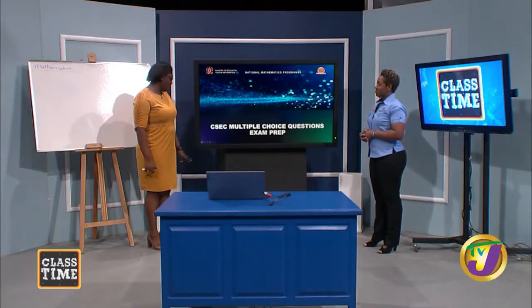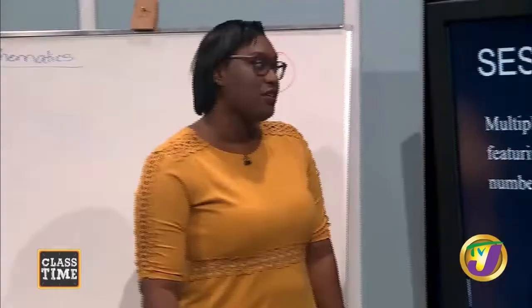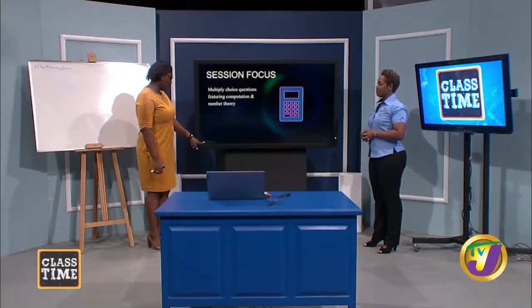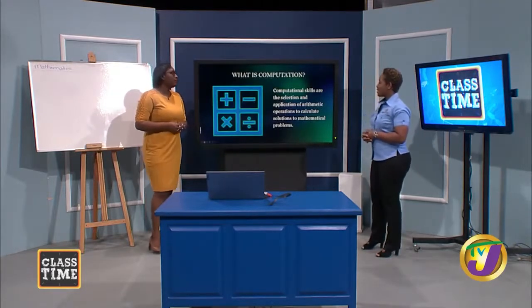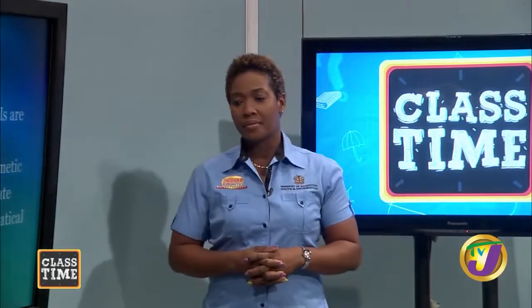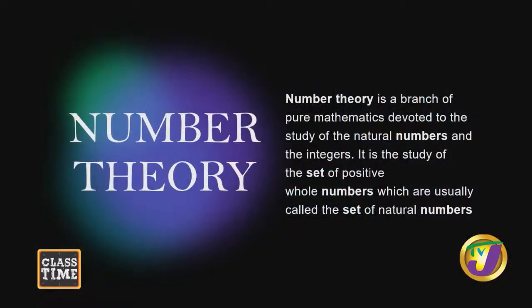Let's begin. Today we're looking at number theory, and specifically multiple choice questions featuring computation and number theory. What is computation? Computational skills are the selection and application of arithmetic operations to calculate solutions to mathematical problems. And number theory is the branch of pure mathematics devoted to the study of natural numbers and integers. It is a study of a set of positive whole numbers, which are usually called the set of natural numbers.